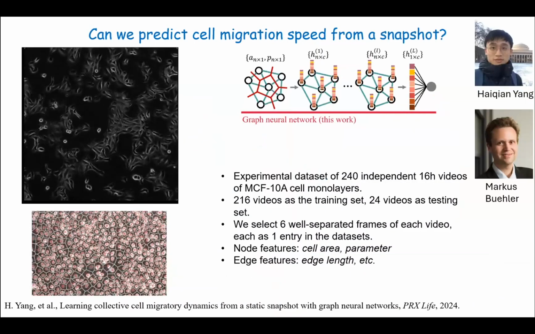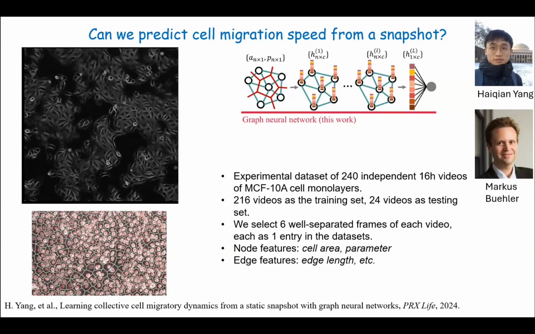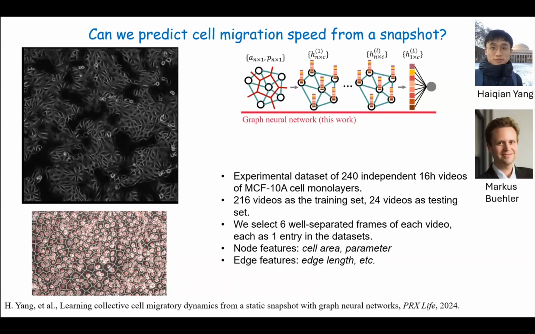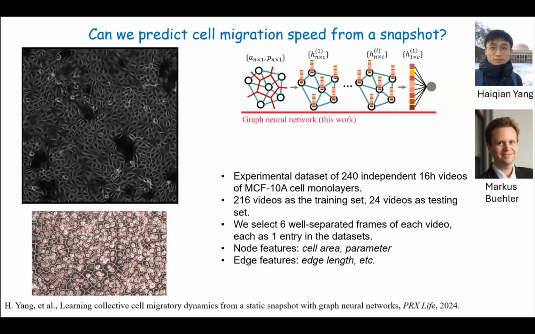So just to quickly tell you what we have done. This is one example where we start to ask this question. So here again, as you can see, it's a 2D monolayer formation and development process.